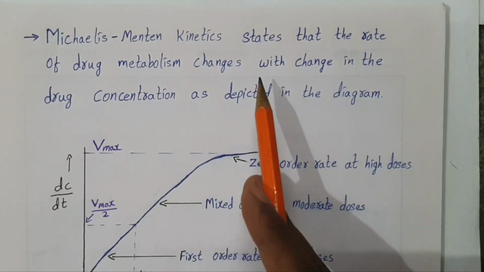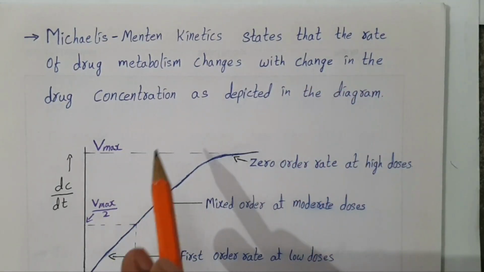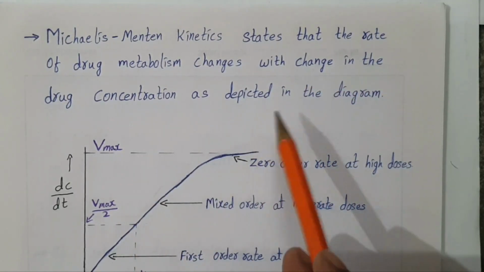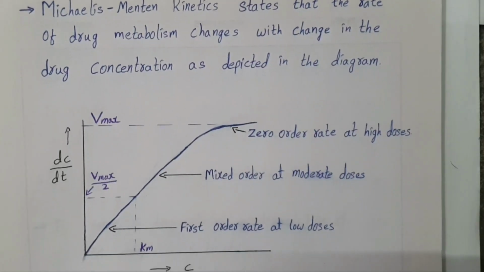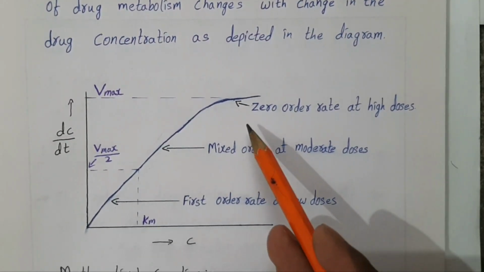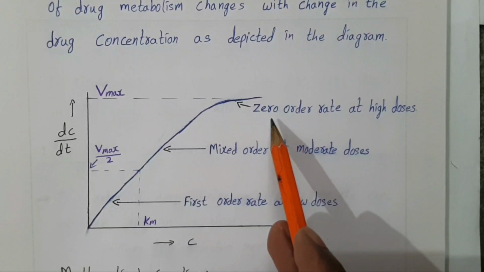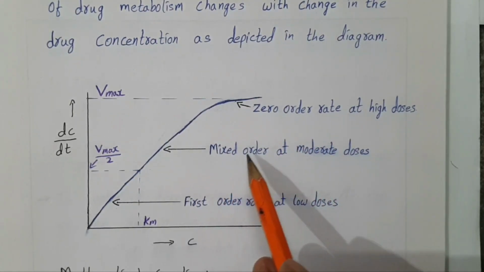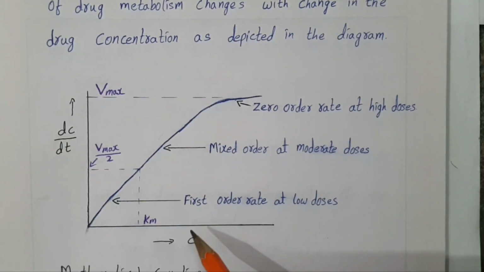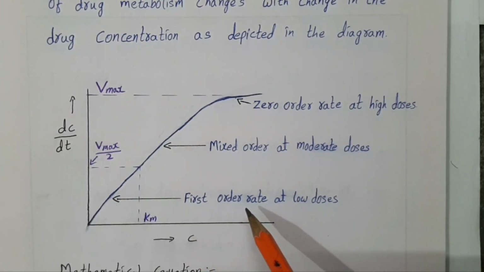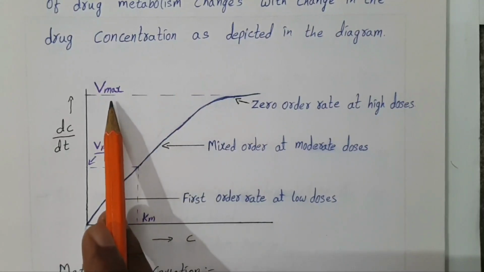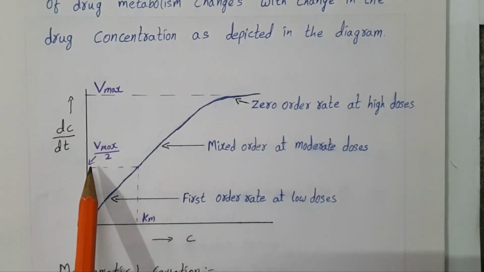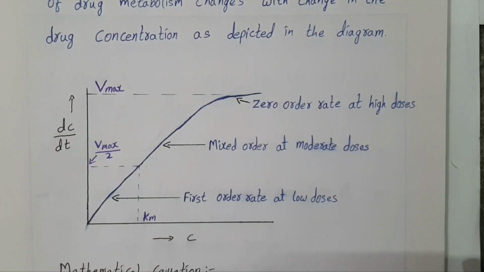Michaelis-Menten kinetics states that the rate of drug metabolism changes with change in the drug concentration. So here at high doses it follows zero order kinetics, and at moderate doses it follows mixed order, means sometimes zero or sometimes first order, and at low doses it follows first order. This point is known as Vmax and this point is known as Vmax by 2. This is Km. Km means Michaelis constant.